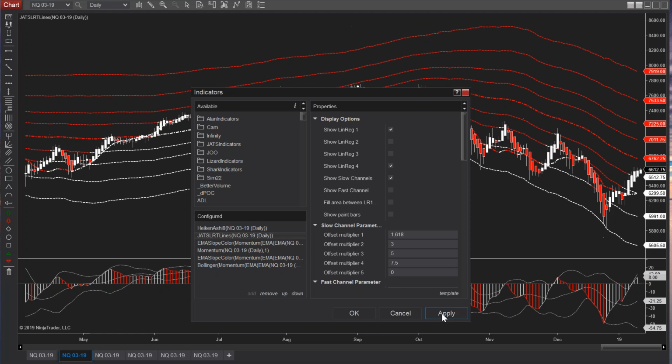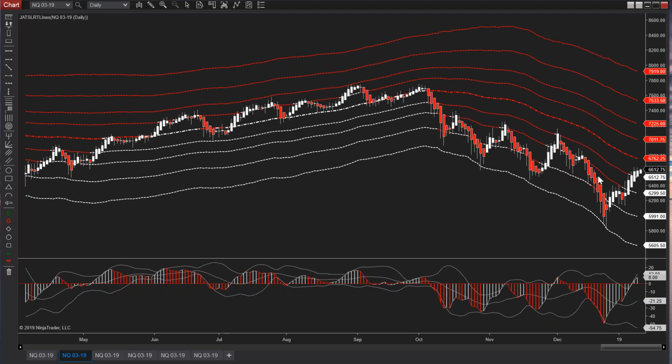There's a fast channel, in fact, if you don't want to see that, or if you don't want to see the faster linear regression line, you just want to see your levels for these higher time frames. And that's what we trade to. We can use the daily levels to trade to, as well as if you're trading a 15-minute chart, day trading.